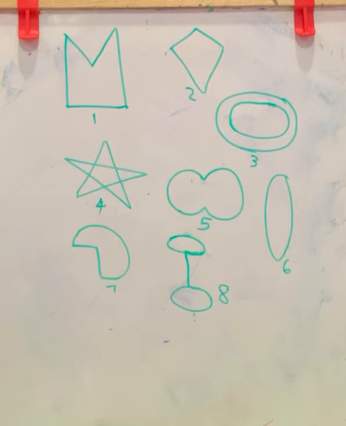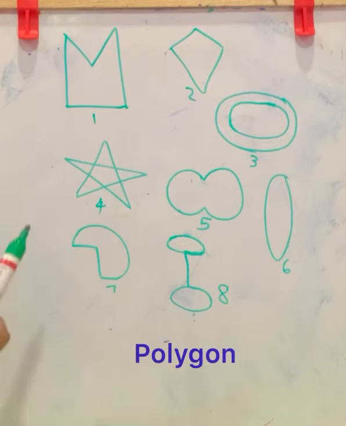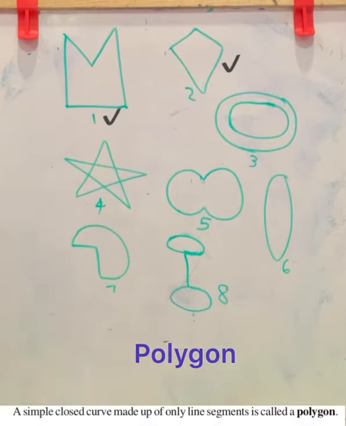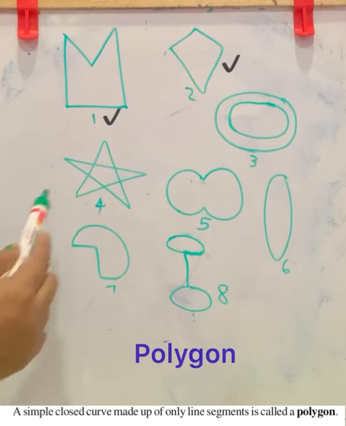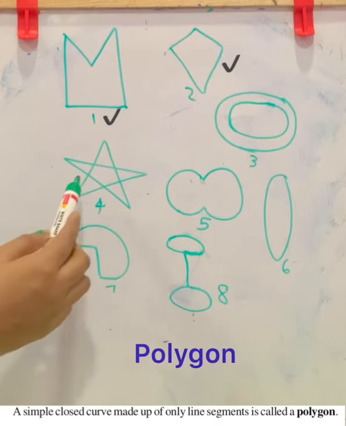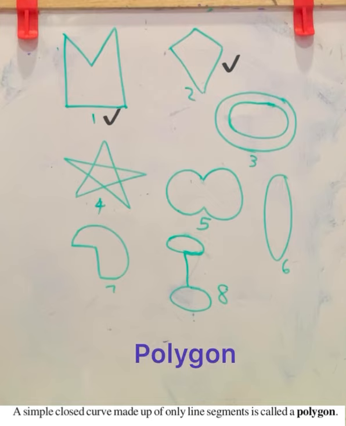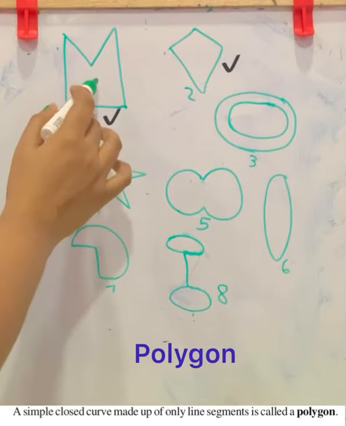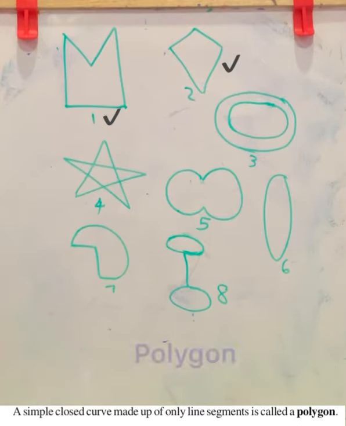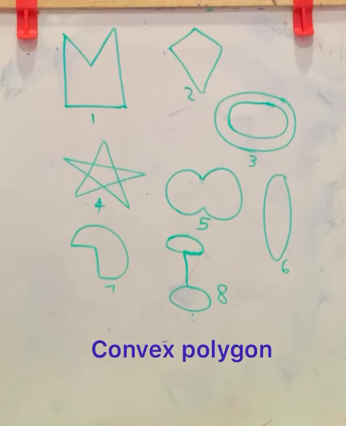Next is polygon. Which are the polygons here? Here 1 and 2 are the polygons because they are formed by line segments. All the others are not formed by line segments. Here these are line segments but it is not simple. So a polygon is formed by line segments but it must be a simple closed curve also. So here 1 and 2 satisfy all the conditions of a polygon. So these are polygons.